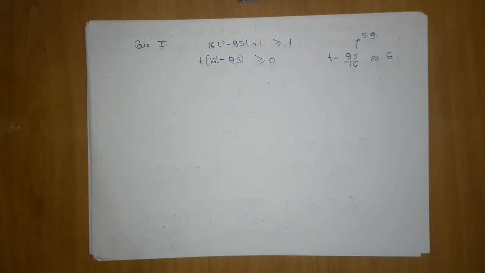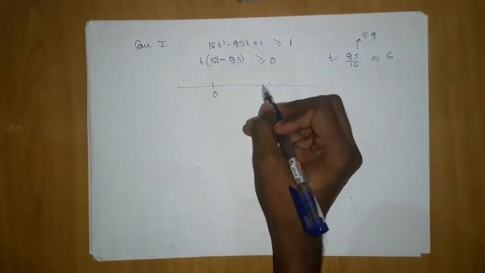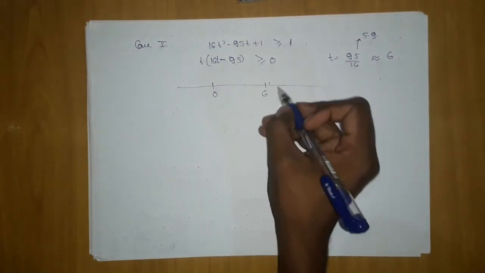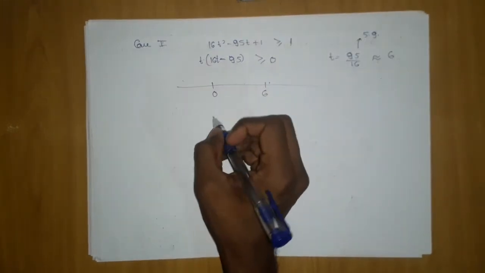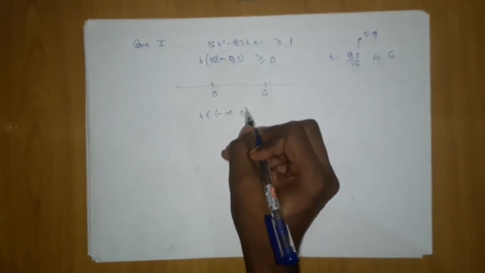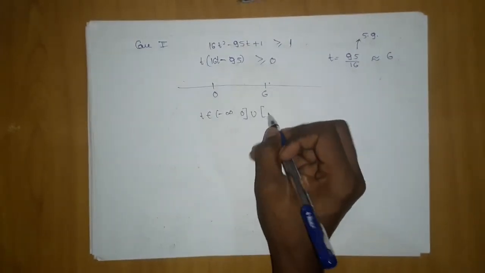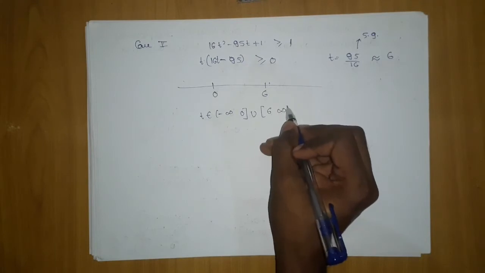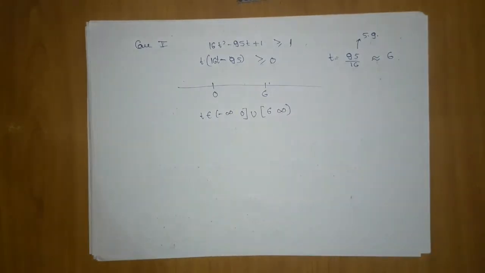So we took t as 6. If I draw the number line, 0 is here, 6 is here. This is greater than or equal to, so our answer will be t belongs to minus infinity to 0 included, union 6 to infinity. Okay, so we got this answer.